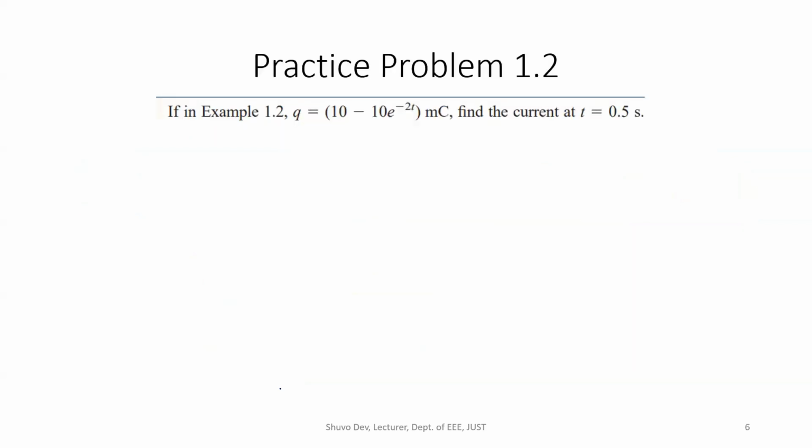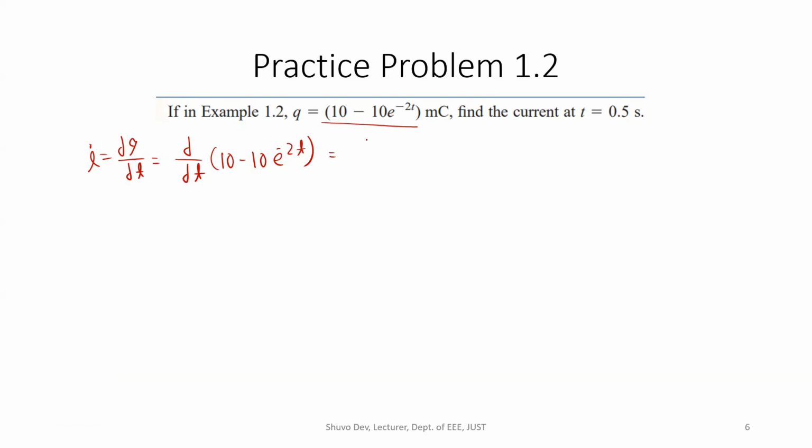Okay, then practice problem 1.2. This is very similar to example problem 1.1. So similarly we have to find the current at t equal to 0.5 second. We know I is equal to dq divided by dt. So what is the value of q? This is the value of q, 10 minus 10 e to the power minus 2t.